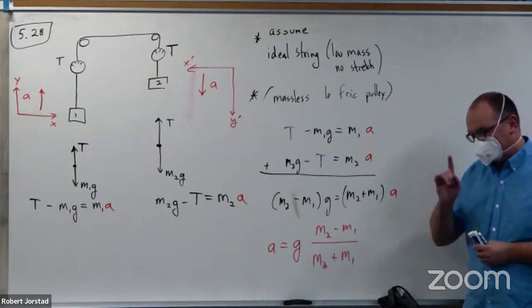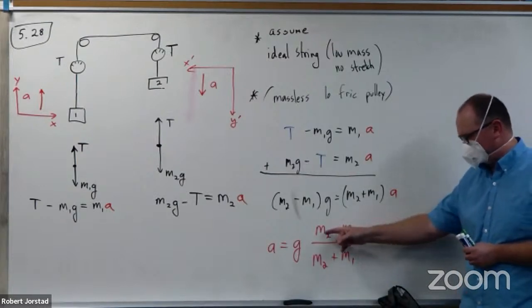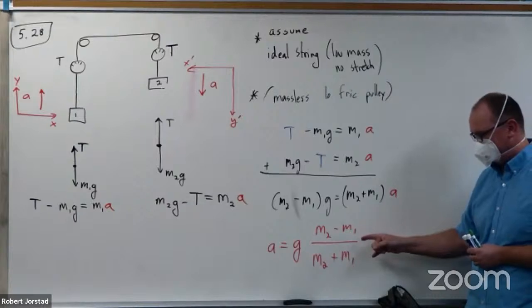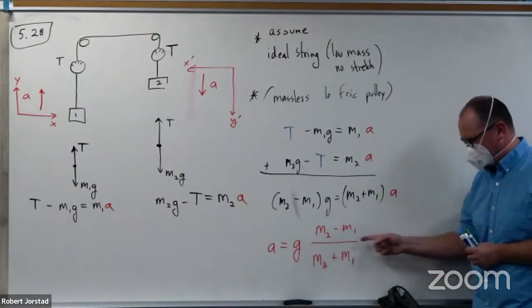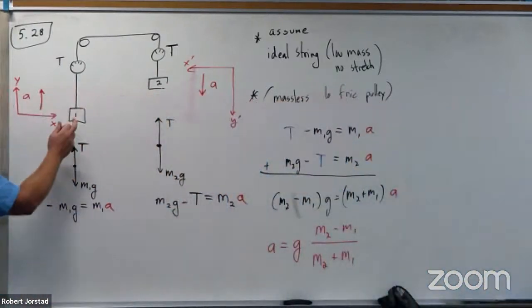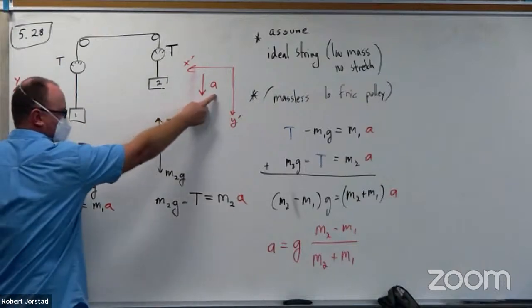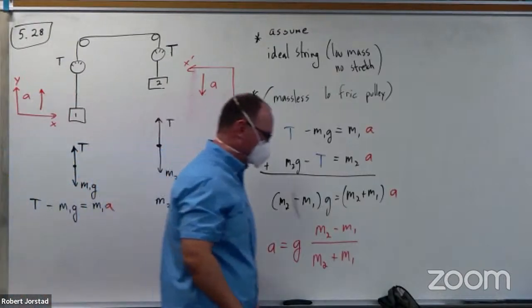Does it have the right sign? If we assume M2 is bigger than M1, the answer is what? Positive or negative? Positive. Is that correct? If M2 is bigger than M1, should this be a positive number downwards? What else could we check?